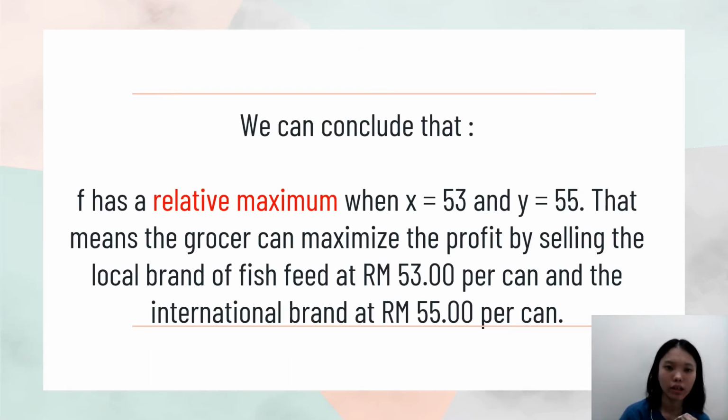From the calculation, we can conclude that f has a relative maximum when x is equal to 53 and y is equal to 55. This means that the grocer can maximize the profit by selling the local brand of fish feed at 53 ringgit per can, and the international brand at 55 ringgit per can.